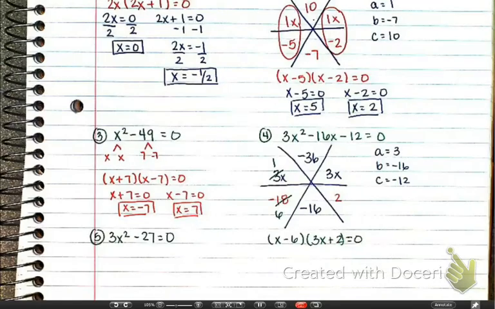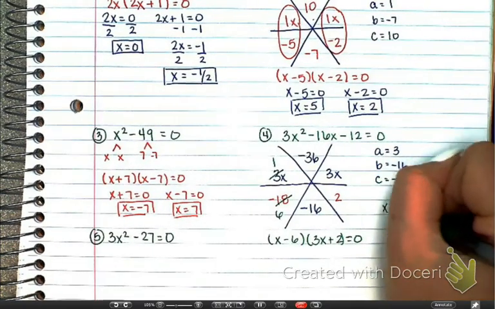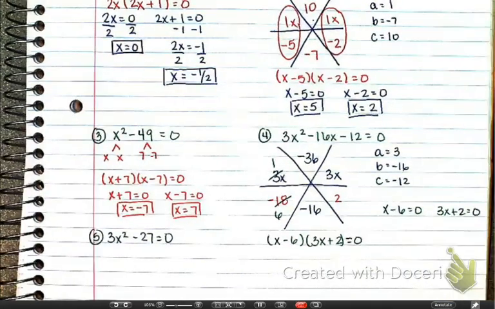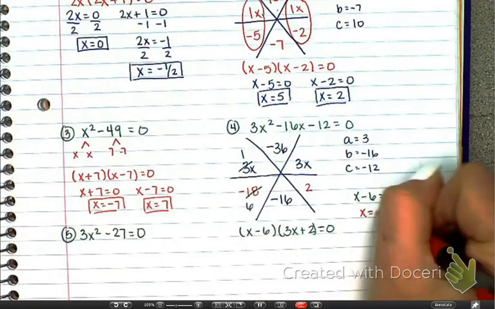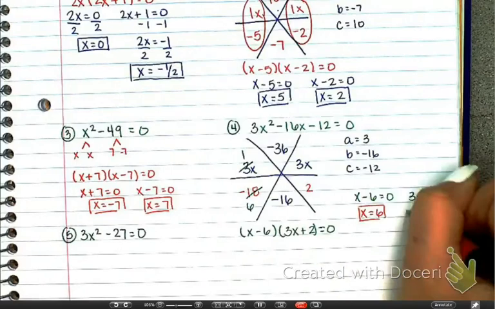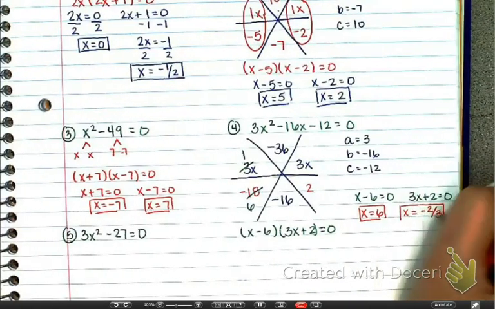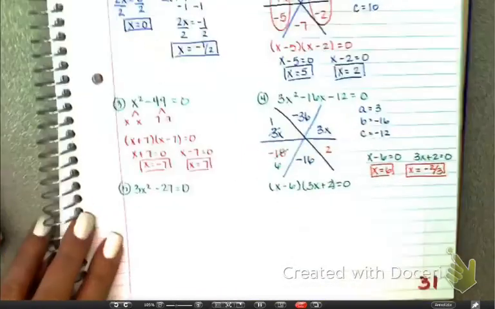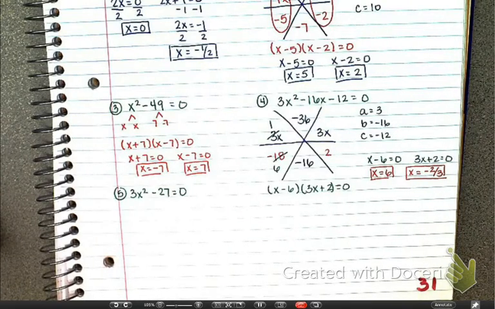And I'm going to solve each of those. So x minus 6 equals 0. 3x plus 2 equals 0. Did you get x equals 6 and x equals negative 2/3? Yes? Awesome. Number 5. Is there a GCF?